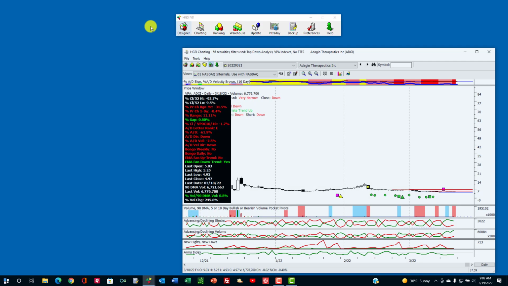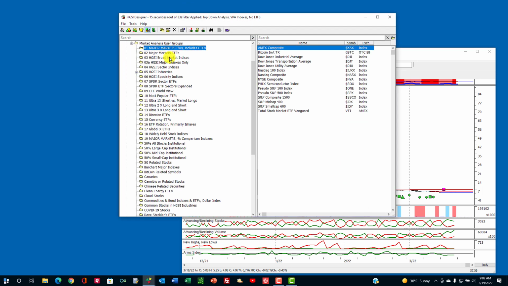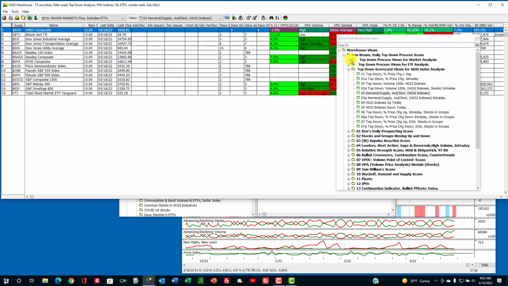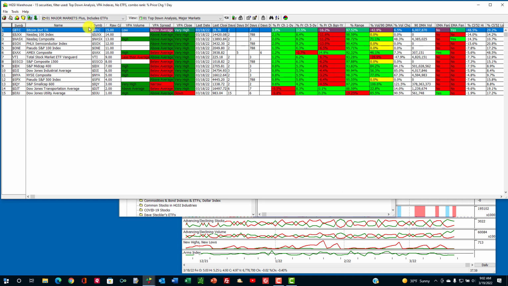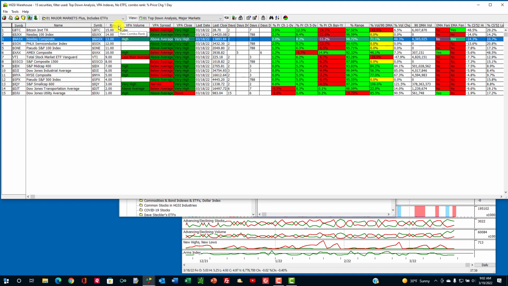Okay, let's take a look at the final settings. I'm going to go into my market analysis user groups, click on the warehouse view. Then I'm going to go up to my top-down process views for market analysis. Click on 0, 1. I'm sorted on raw combo. You can see that the Bitcoin Investment Trust closed strong. I don't know what Bitcoin closed at, but this is a proxy for it. Nasdaq 100, very strong. Nasdaq Composite. My sort here is on percentage price change 1 day.